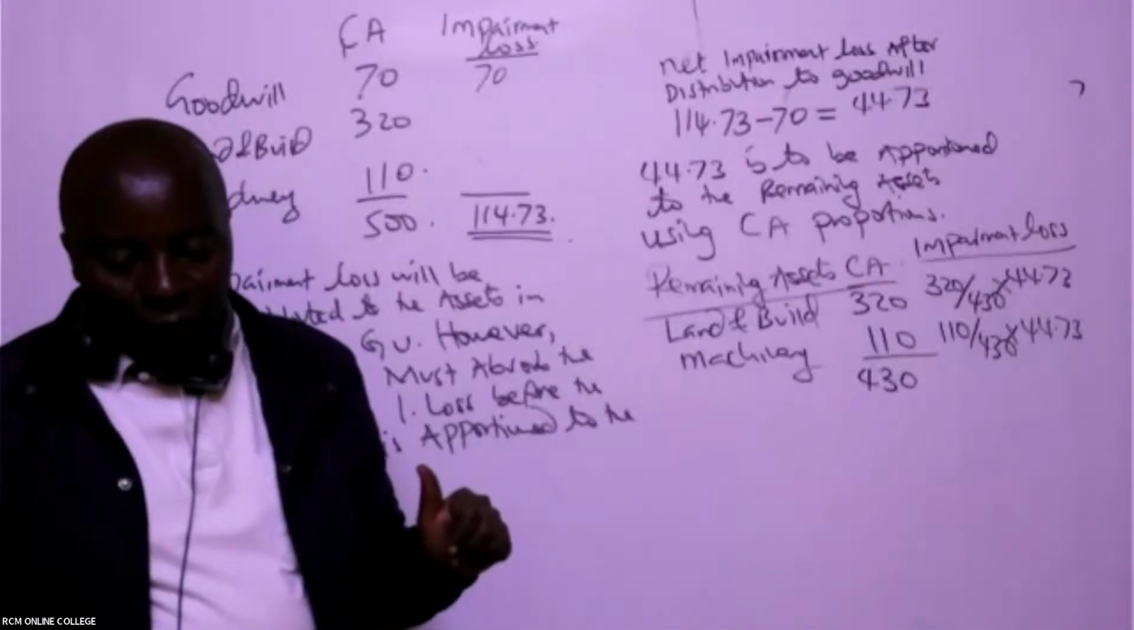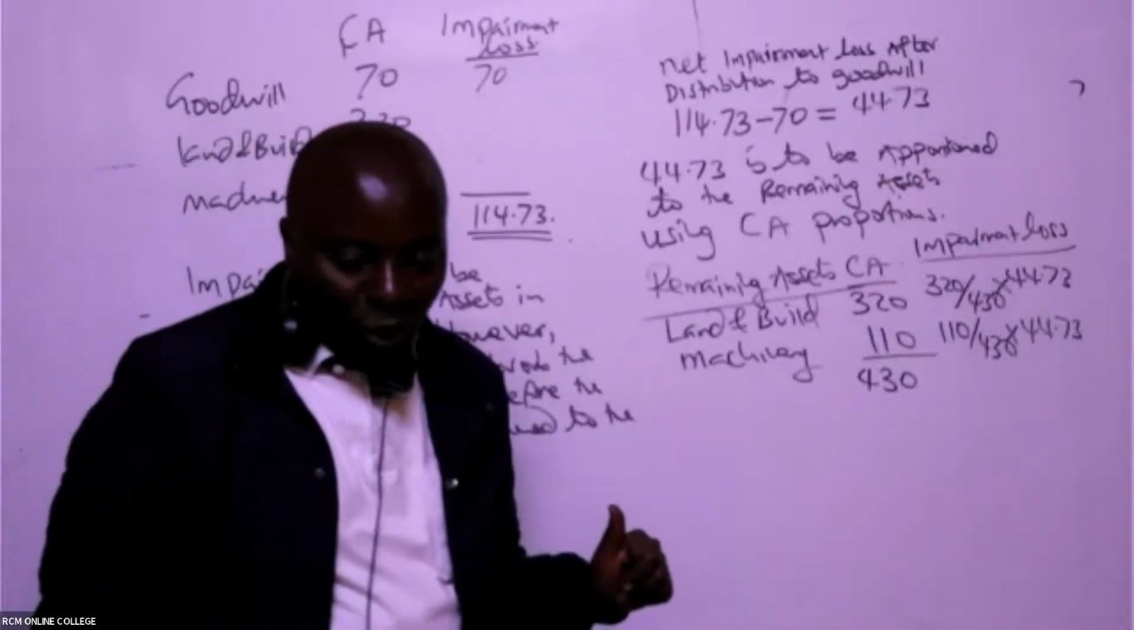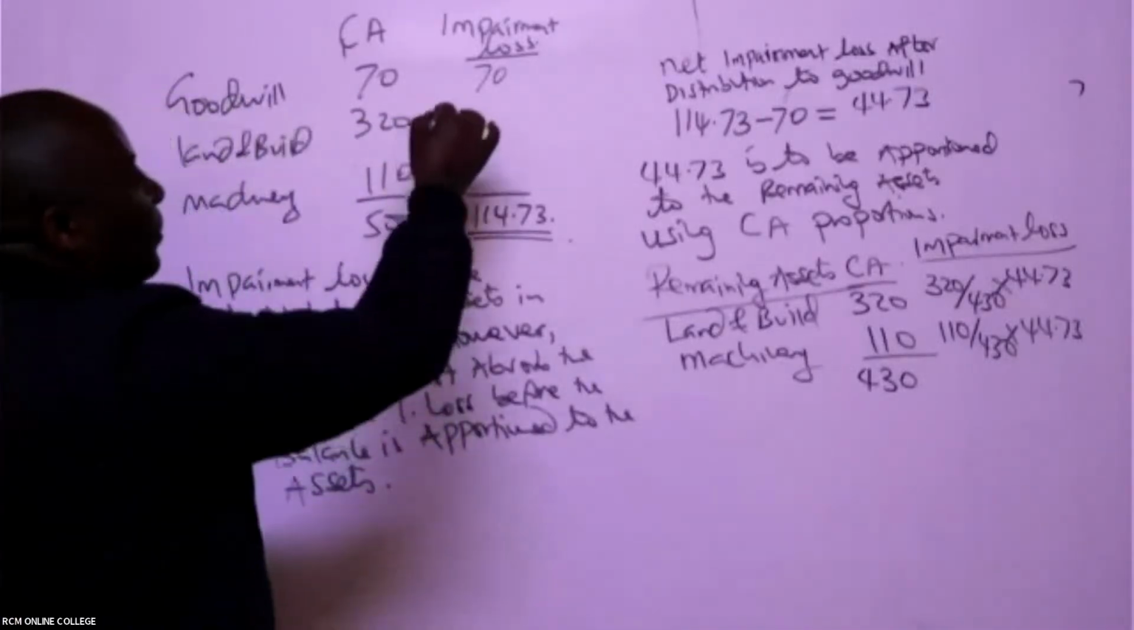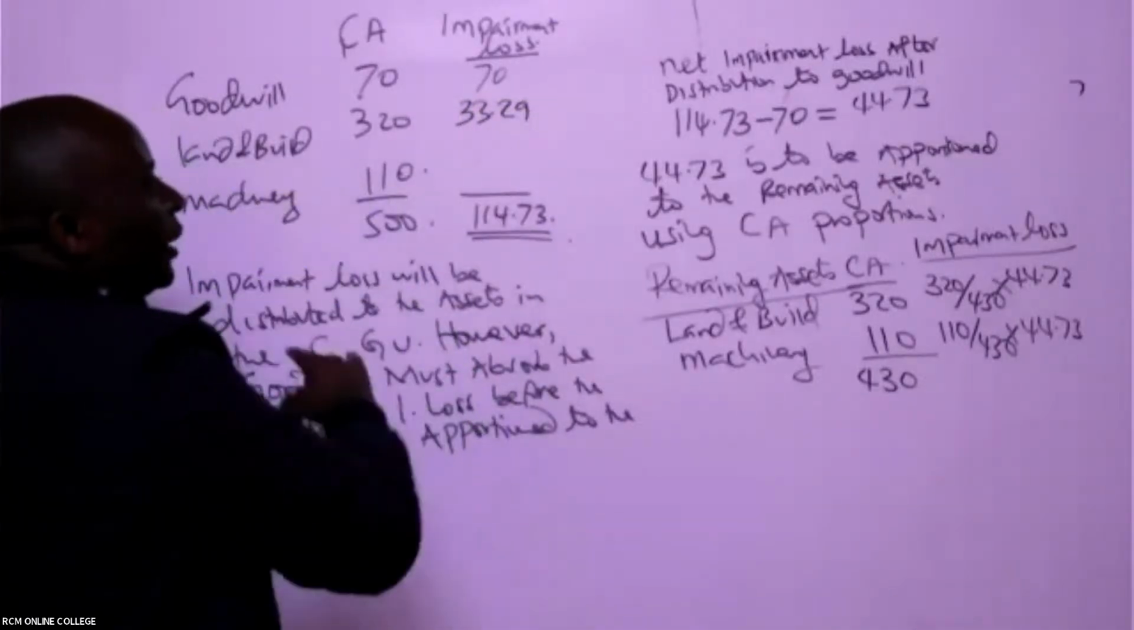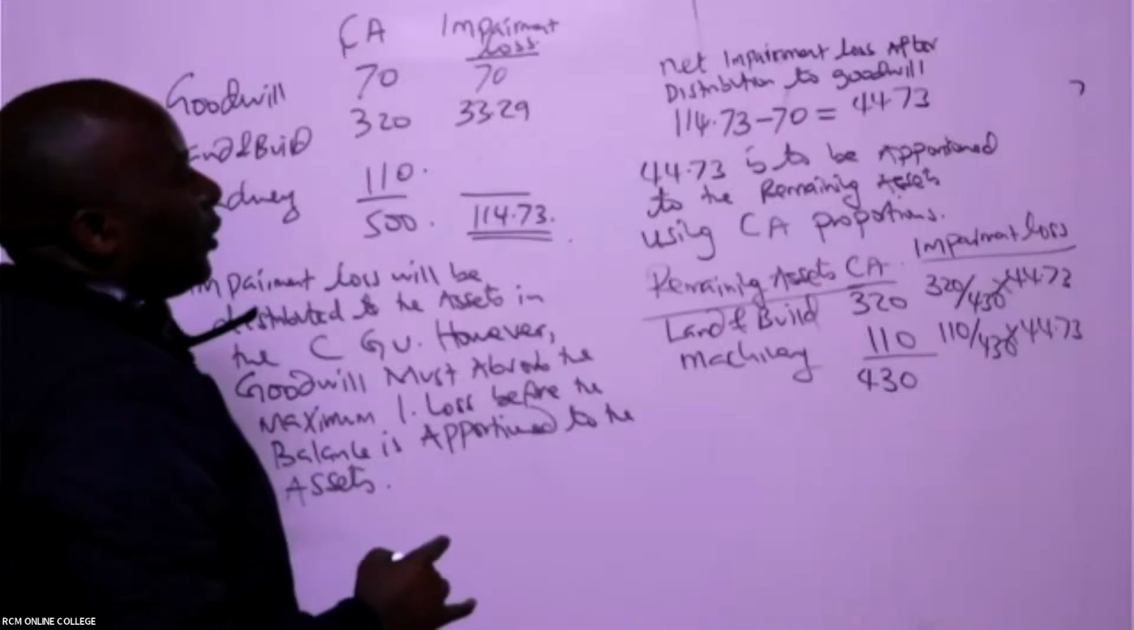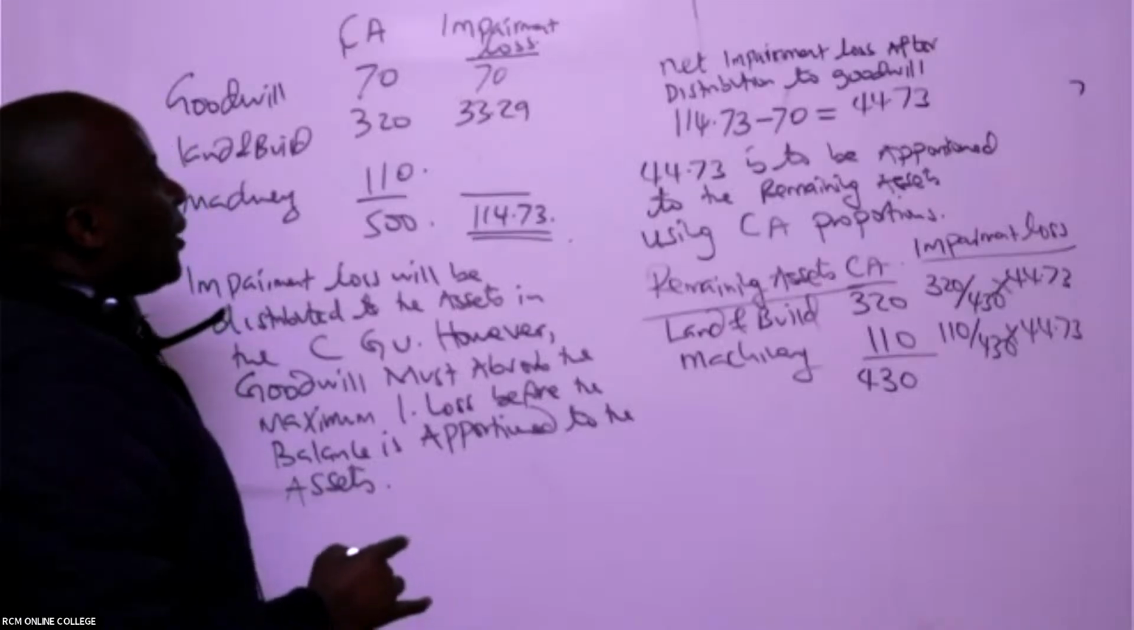So I have from this, but the first one is supposed to be 33.29. Here, 33.29. All right.